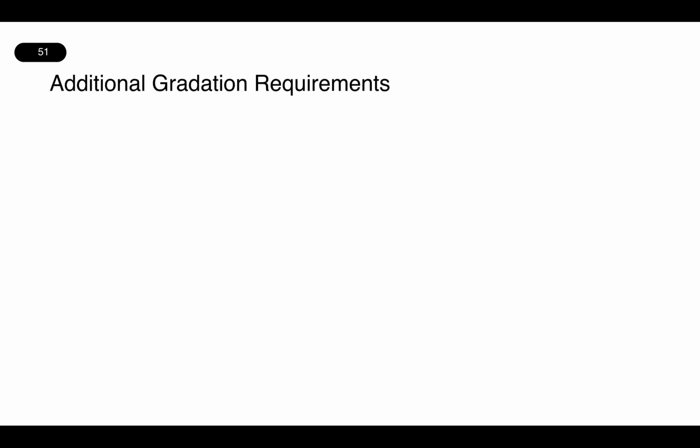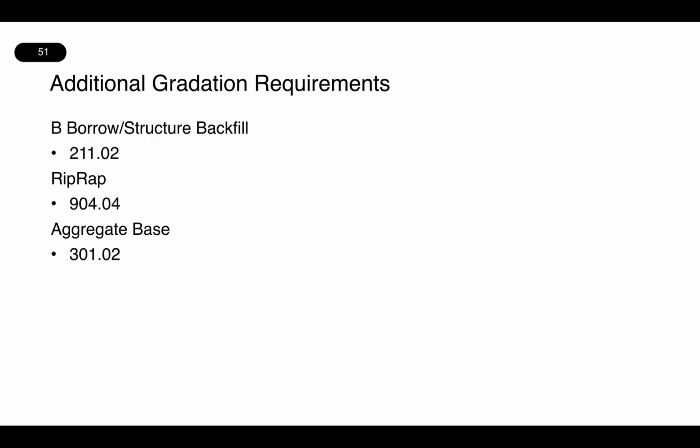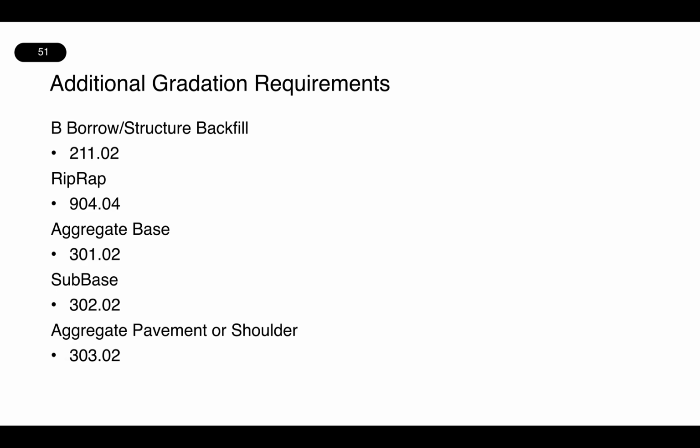So additional gradation requirements. So for B-barrel structural backfill, you can find that in 211.02 of the standard specification book. And for riprap 90404, aggregate base 30102, subbase 30202, and aggregate pavement or shoulder 30302.